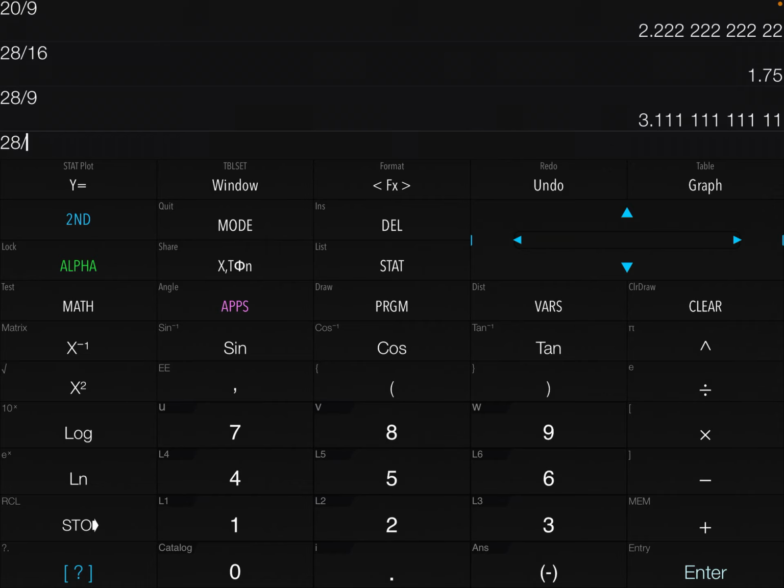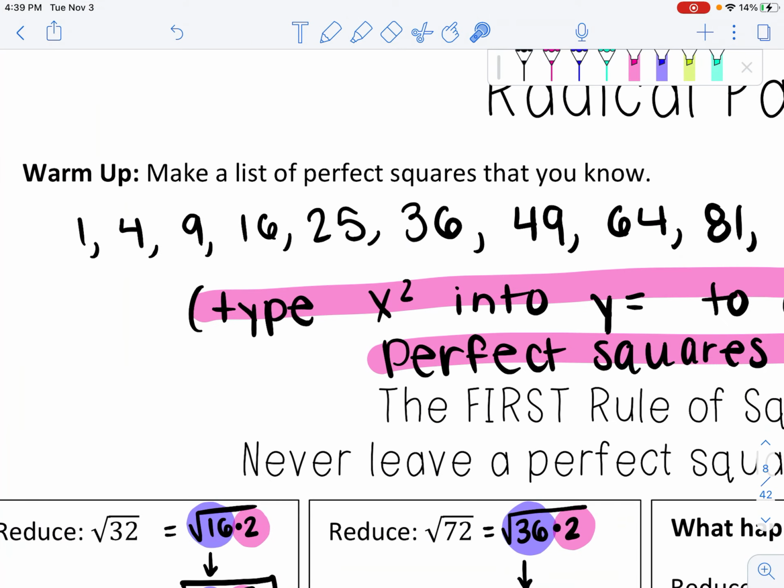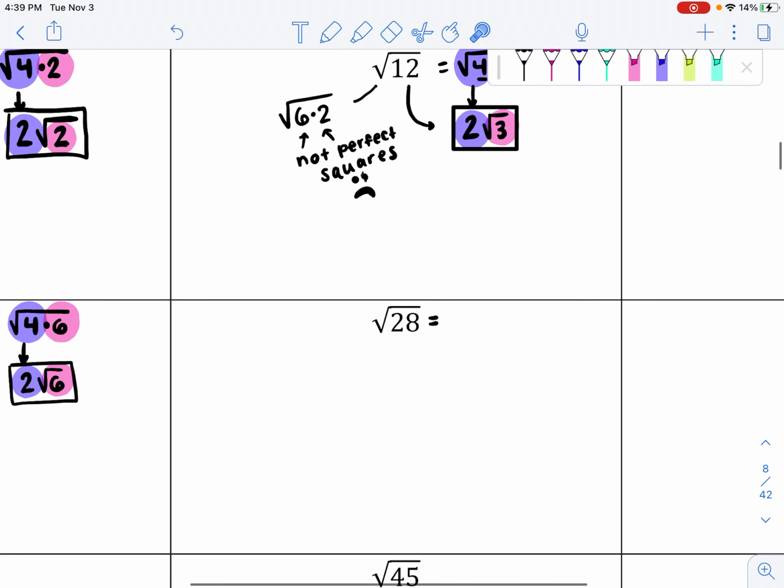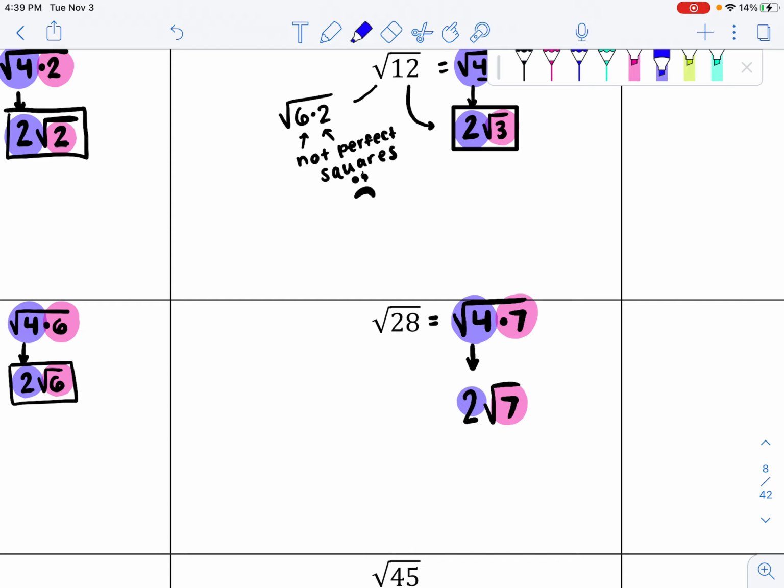The next perfect square smaller than 9 is 4, so 28 divided by 4 gives me 7. So this is going to be 4 times 7. So this is the square root of 4 times 7. We like 4 because it's a perfect square. The square root of 4 is 2. We don't like 7 because it's not a perfect square, so it is trapped underneath the radical. So we get 2 square root of 7.